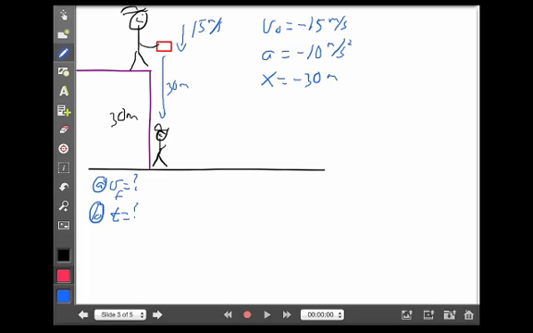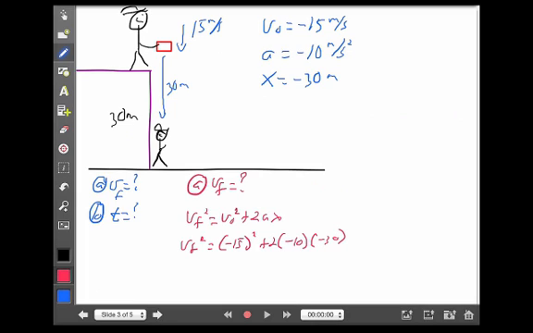Now for part A, finding that final velocity. Well, one thing I don't see in here and I'm not looking for is time. So I run to my old friend time unknown, vf squared equals vo squared plus 2ax. Final squared is the initial, -15 squared, plus 2, acceleration -10, displacement of -30. If I multiply all this out, I have vf squared, 15 squared is 225, plus 2 times -10 times -30 is positive 600. So vf squared is 825.